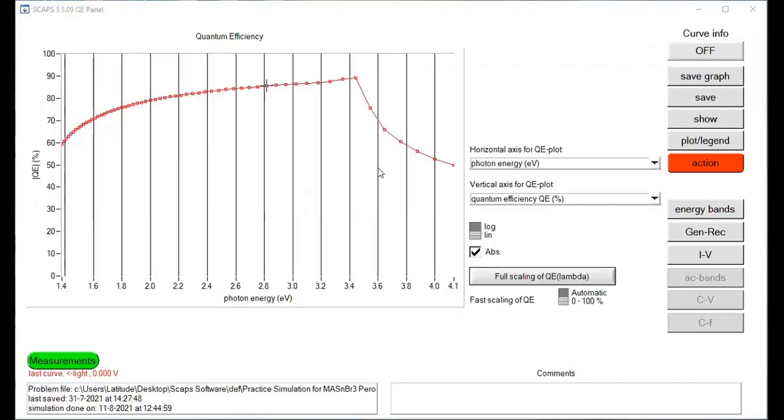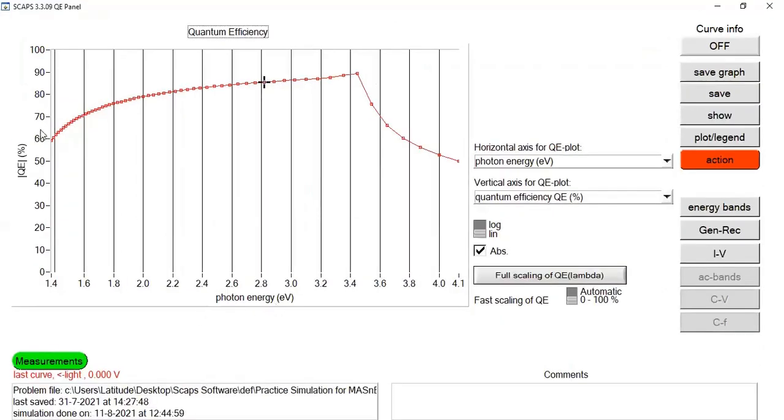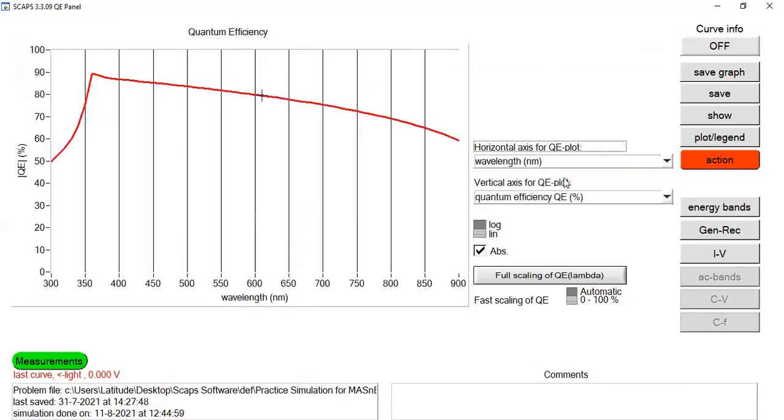Okay, we can see that over here is the graphical representation between quantum efficiency and the photon energy. One can also vary the axis, like I'm going to change my axis to wavelength. We can check the effect of the wavelength on quantum efficiency. So we can see that when the wavelength was about 300, our quantum efficiency was lowered, about 50%.